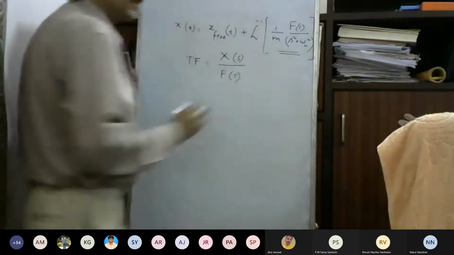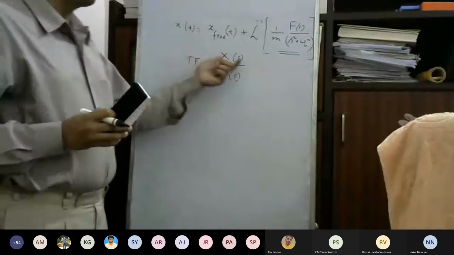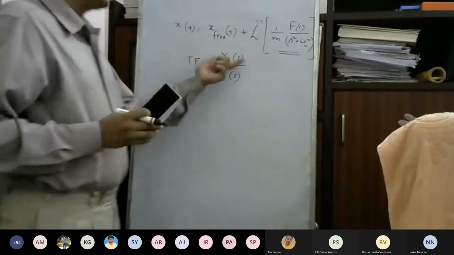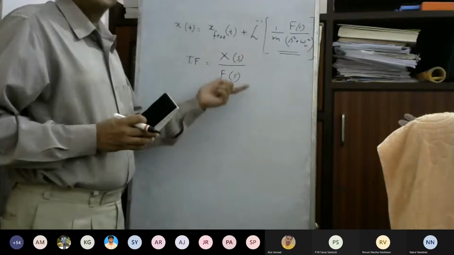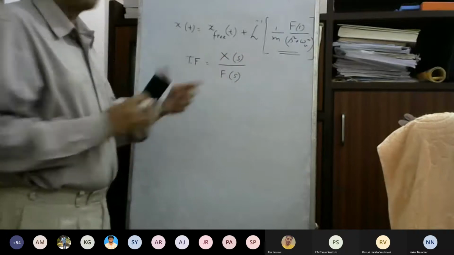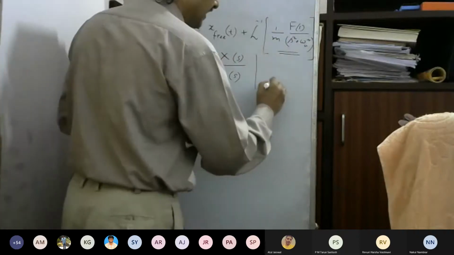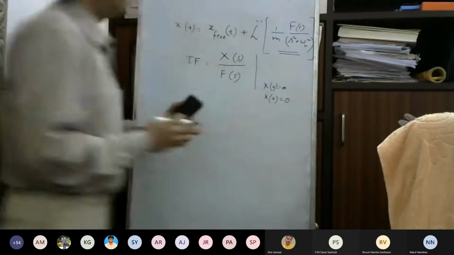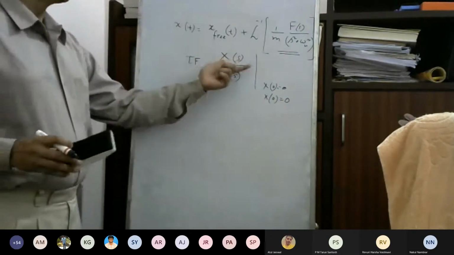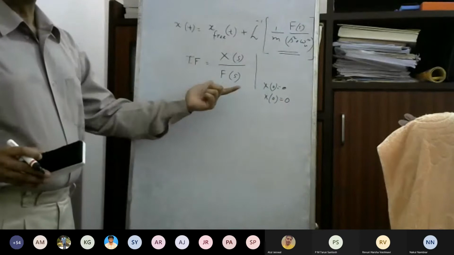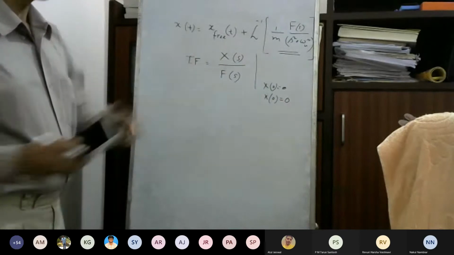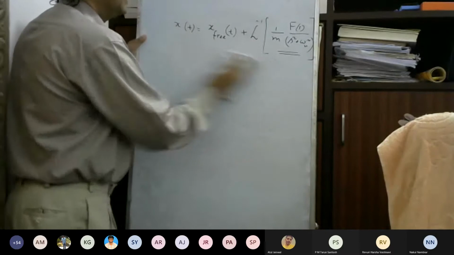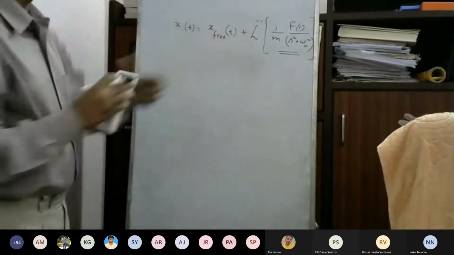So many students say it is the output by input, or output function divided by input function. It is not. It is the Laplace transform of the output function divided by the Laplace transform of the input function with zero initial condition. That means x0 equal to 0 and x dot 0 equal to 0. So all the zero initial conditions are needed. So the Laplace transform of the output divided by the Laplace transform of the input, this we call the transfer function. Anyway, this we will learn later on. There is no need of special discussion on this transfer function.